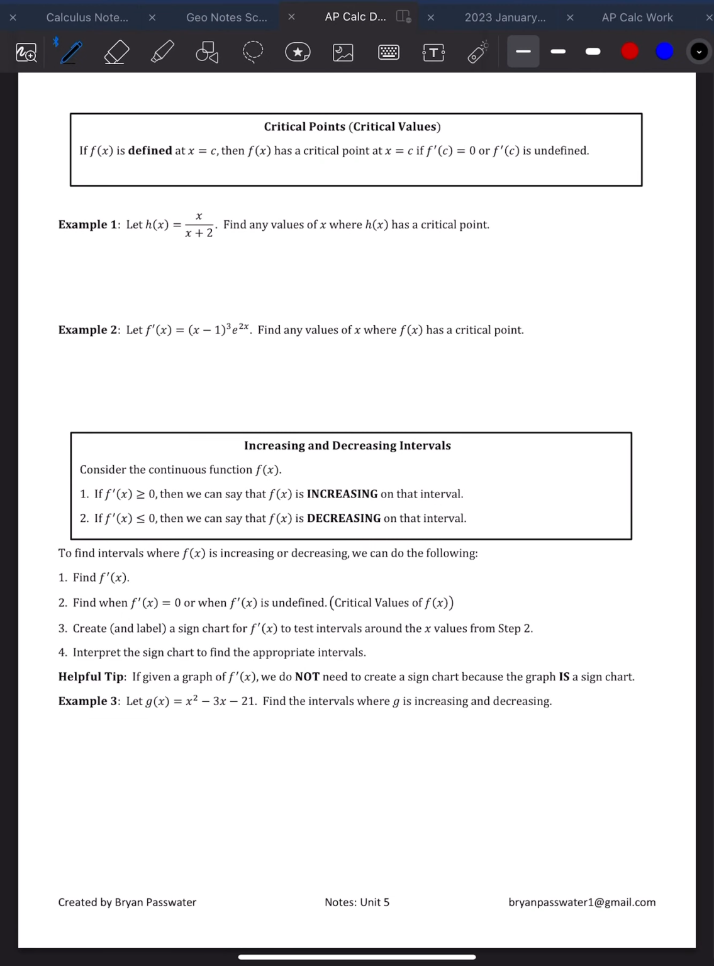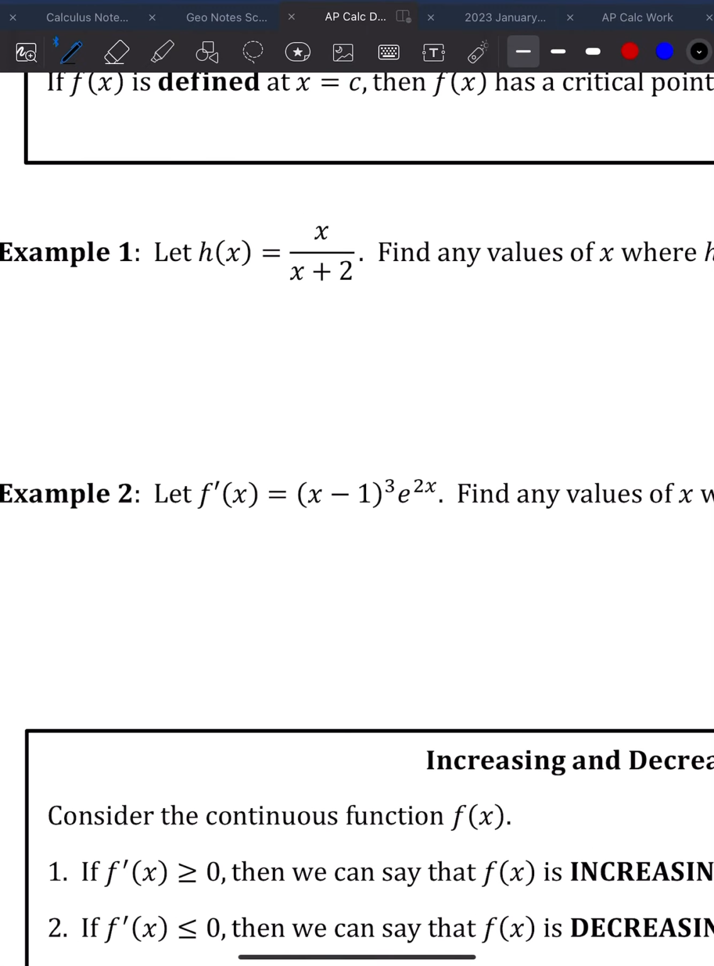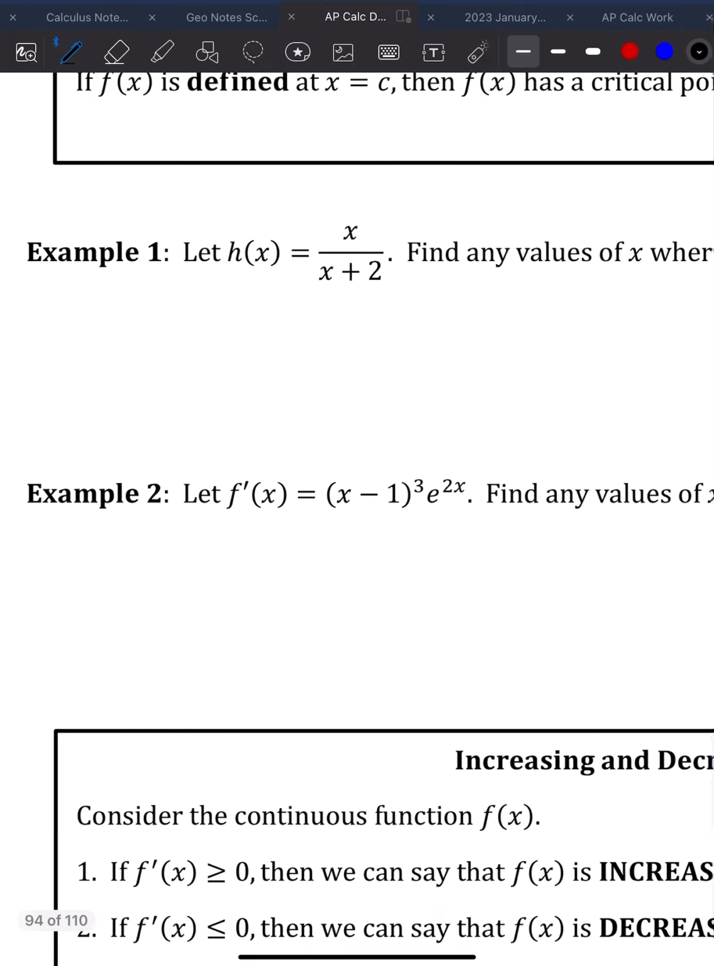Okay, so we need to talk about critical points or critical values. So if f of x is defined at x equals c, then f of x has a critical point at x equals c if f prime of c equals 0 or f prime of c is undefined. So we're looking for when things are 0 or when things are undefined. So let h of x equal x over x plus 2. Find any values of x where h has a critical point.